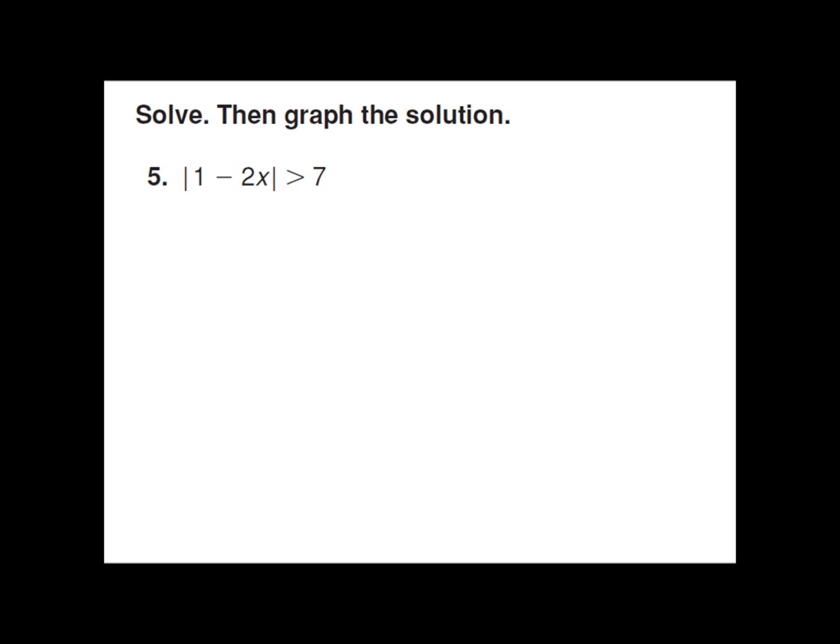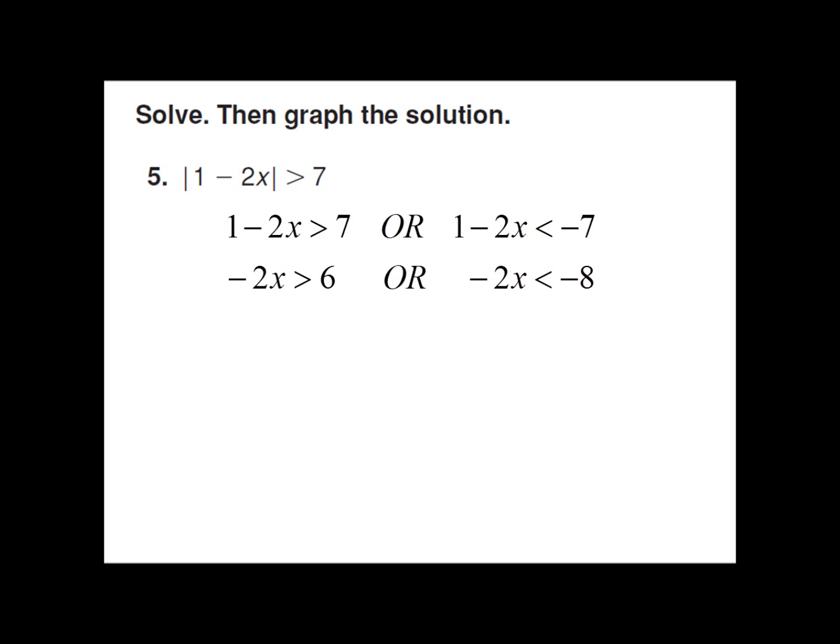Let's solve this absolute value inequality. Is it going to be a conjunction or a disjunction? Again, because the absolute value is greater than 7, it's a disjunction. Now the one that becomes negative 7, we flip the inequality.